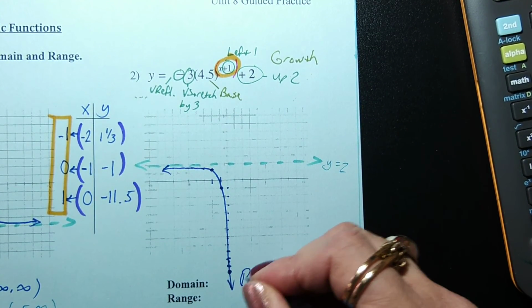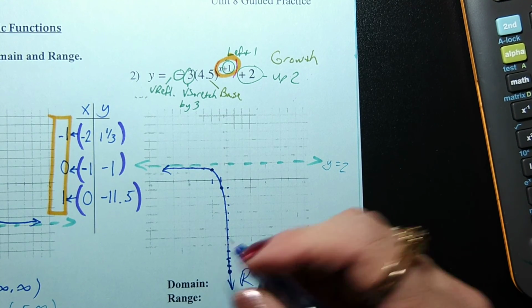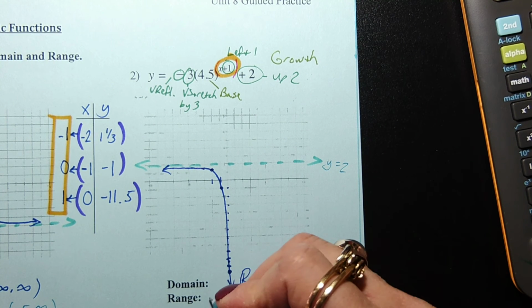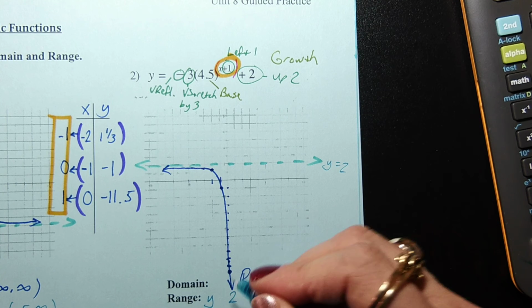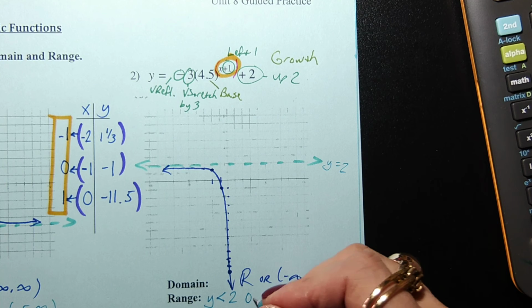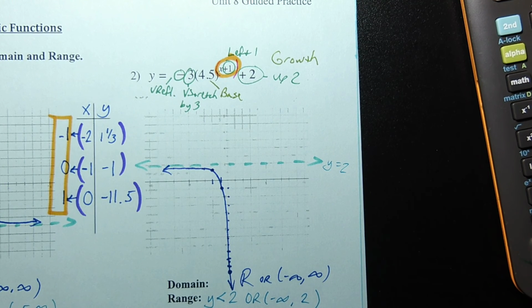Domain is all real numbers. And the range, y is what than 2? Less than 2, or -∞ to 2. And that is graphing exponentials in a nutshell.